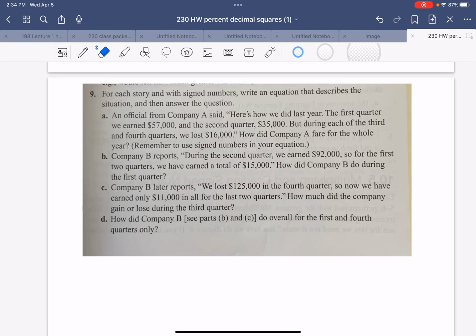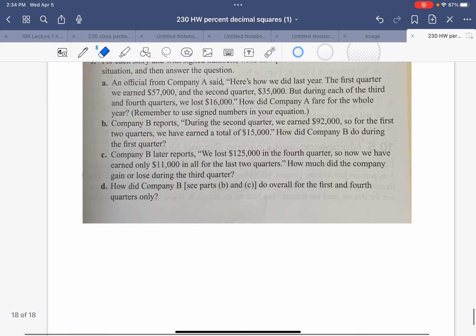Hey everyone, question number 9 from the homework seems to be tripping people up. So I want to give a couple tips on how you might start some of these. When you're reading through these problems for context, you typically want to think about how you're going to make certain numbers negative or positive and kind of adding things up.